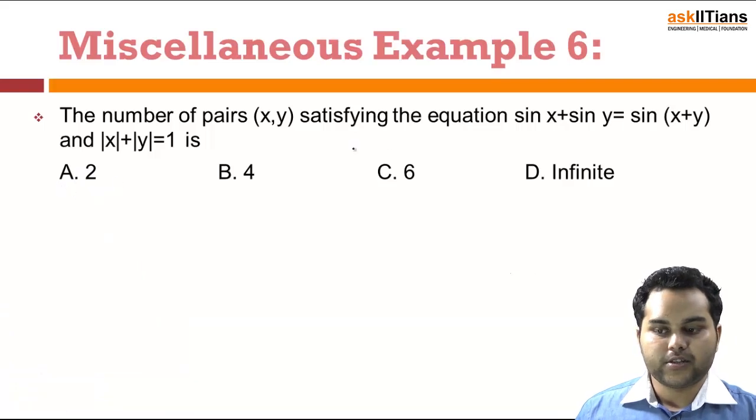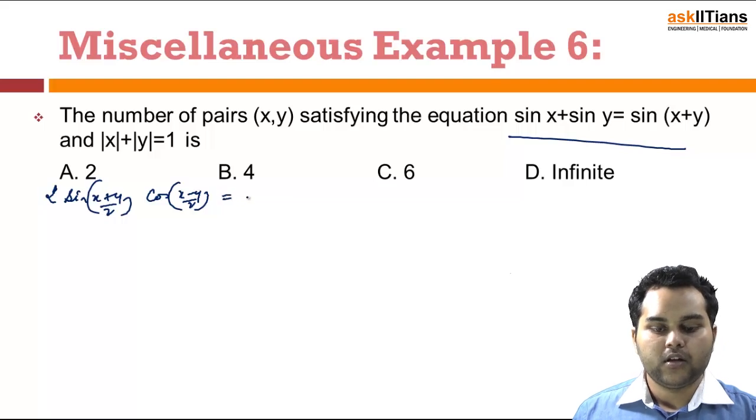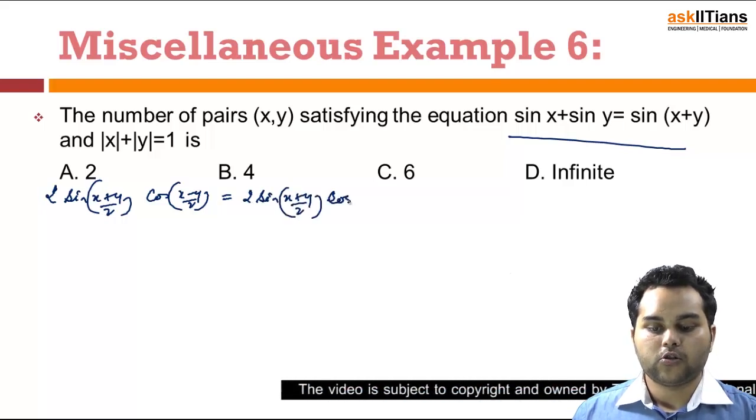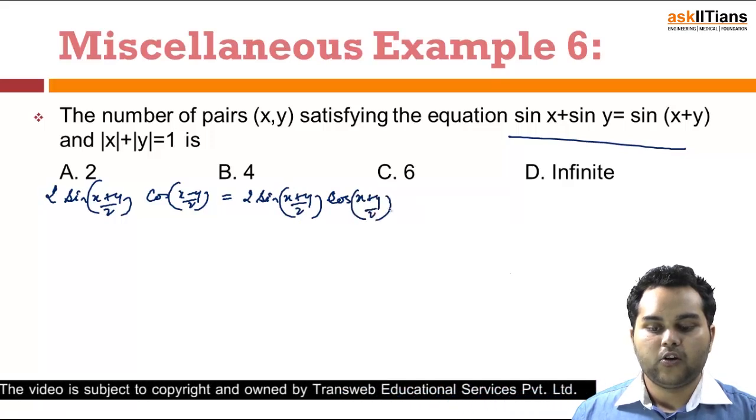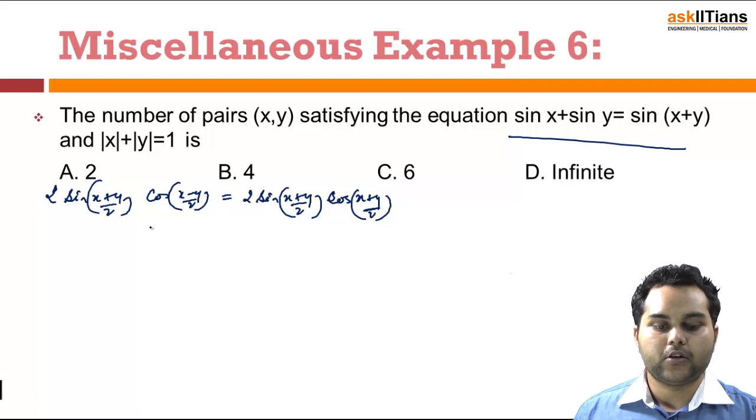If I consider the first equation, that is sin x plus sin y is equal to sin (x plus y), the left hand side can be written as 2 sin of (x plus y)/2 cos of (x minus y)/2 using the identity sin a plus sin b is equal to 2 sin (a plus b)/2 cos (a minus b)/2. On the right hand side I have sin (x plus y), which can be written as 2 sin ((x plus y)/2) cos ((x plus y)/2) using the identity sin 2 theta is equal to 2 sin theta cos theta.